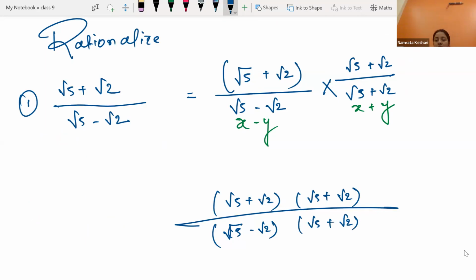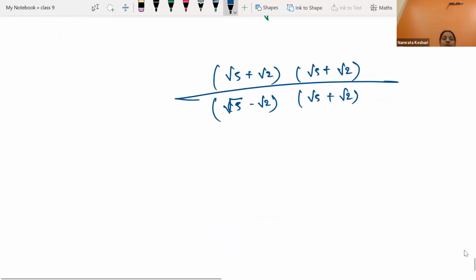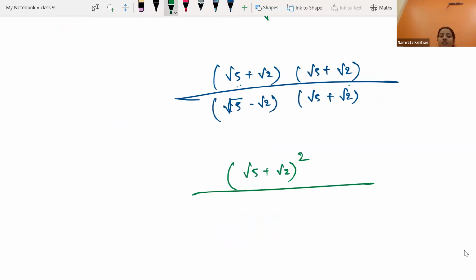Let's do the multiplication. So the numerator, can you see the same term? Okay, root 5 plus root 2 and root 5 plus root 2. You can write root 5 plus root 2 whole square. And the denominator, x plus y, x minus y, so x complete square minus y square.